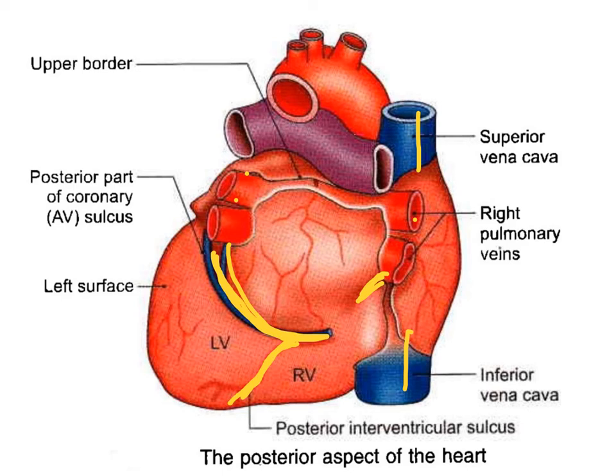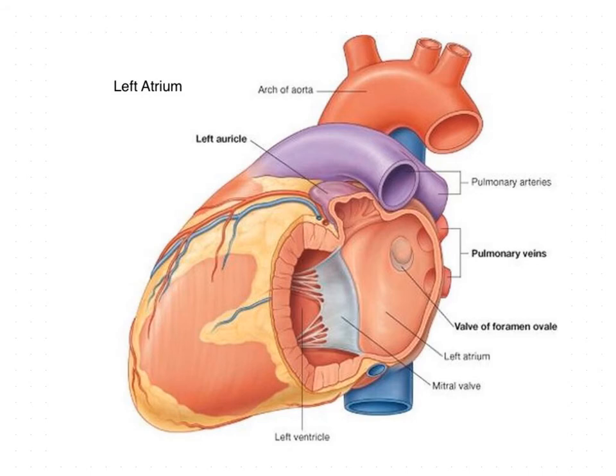Now we are going to see the internal structure of the left atrium. Here is the left atrium. The most posterior part is cut to expose the internal structure of the left atrium. For that reason we can see only a pair of pulmonary veins opening here.